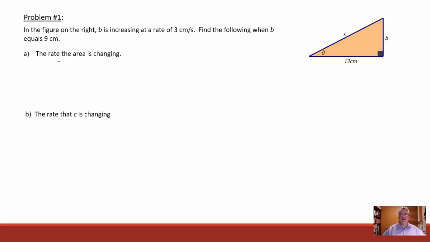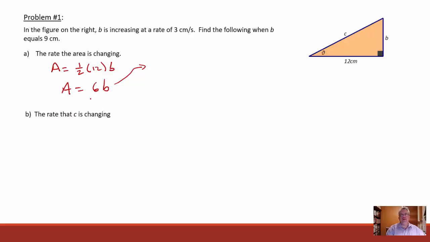Well, first, the area of the triangle is changing. Okay, we got this. We start off with a formula for the area. Area equals, for a triangle, 1/2 the base times the height. So this would be 1/2 times 12, and B is the height of the triangle. So we get area equals 1/2 times 12 is 6, 6B. Now, this is a related rates problem. We're getting used to these.